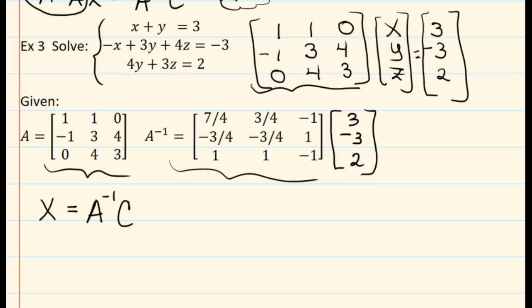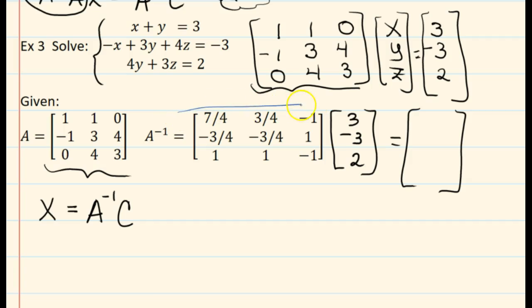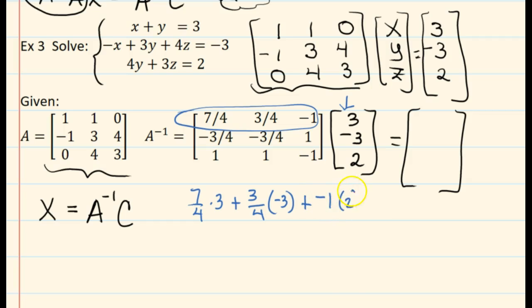So let's first make sure that we can do that by looking at our dimensions. Notice that this one is a 3 by 3 matrix and this one is a 3 by 1 matrix, so we can multiply and get a 3 by 1 matrix. So let's see what we get when we do that. We're going to multiply row 1 times our answer column. So I'm going to get 7/4 times 3 plus 3/4 times a negative 3 plus negative 1 times 2. So we've got to add all these.